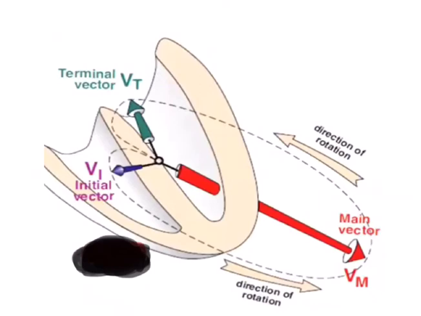This is a cross section of the ventricles of the heart, and we will see how the QRS complexes are formed. It has a very peculiar way of activation in the ventricular system of the heart. First of all, the initial activation is in this direction. So this is the initial vector, this is the main vector, and this is the terminal vector.